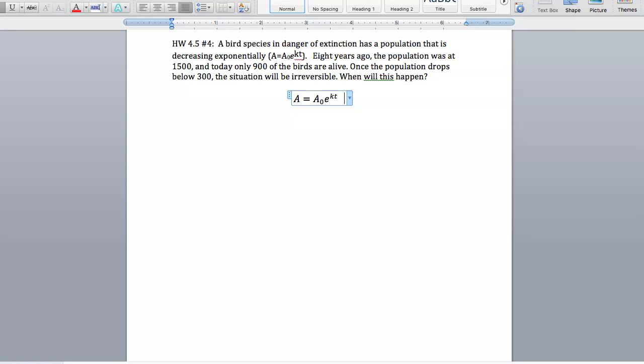This problem is very similar to problem number 4 on the homework for section 4.5. Your numbers will be different, but the process will be very much similar.